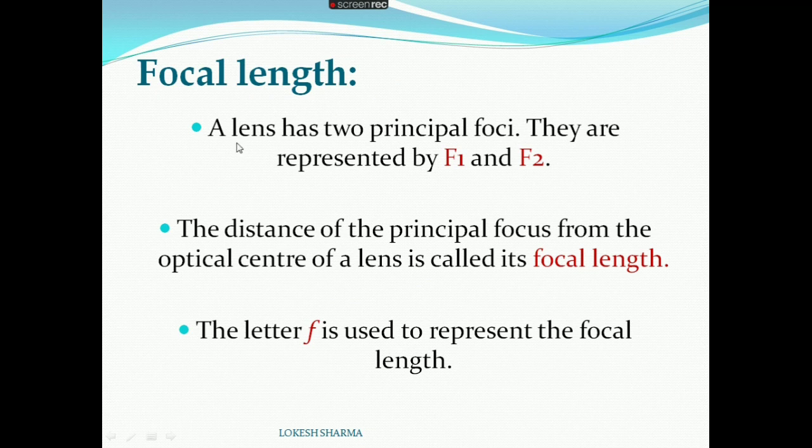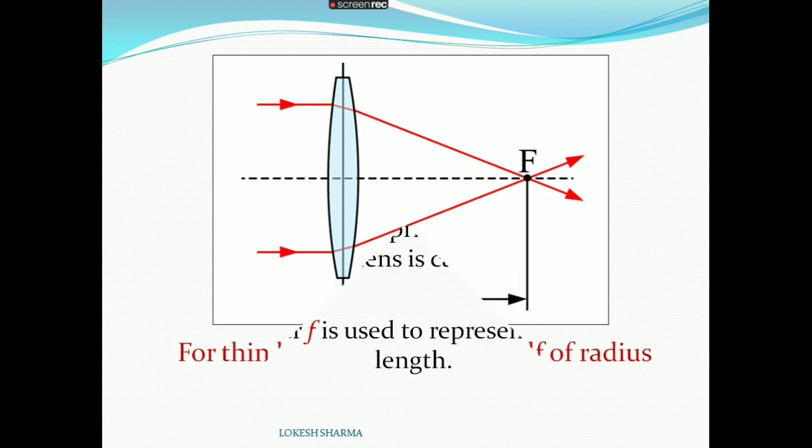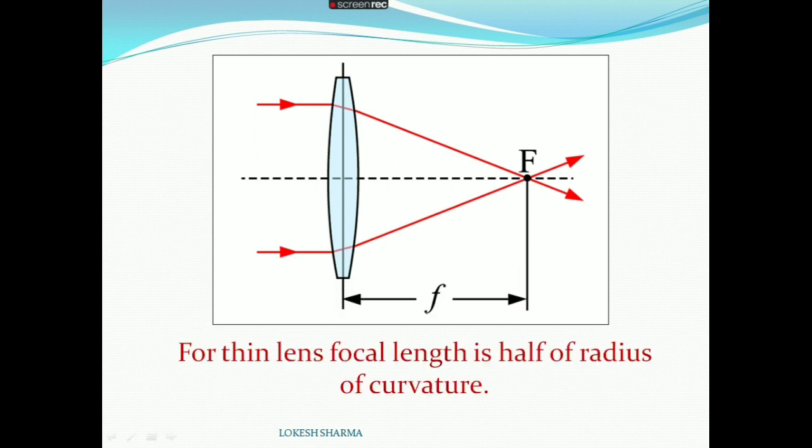Now, focal length. A lens has two principal foci. They are represented by f1 and f2, and the distance between the principal focus and the optical center of the lens is called its focal length, which is denoted by the letter f. And for lenses of small aperture, the focal length is half of the radius of curvature.